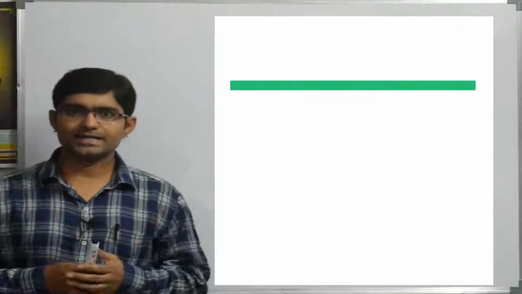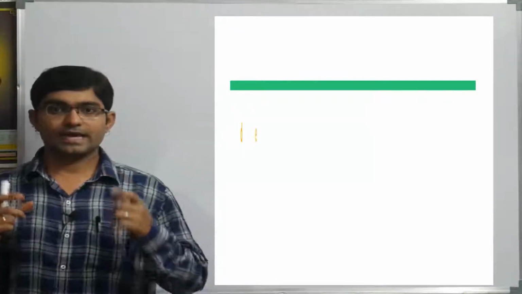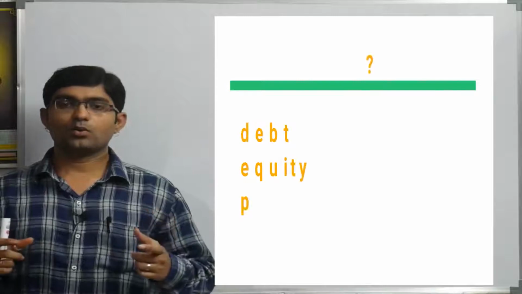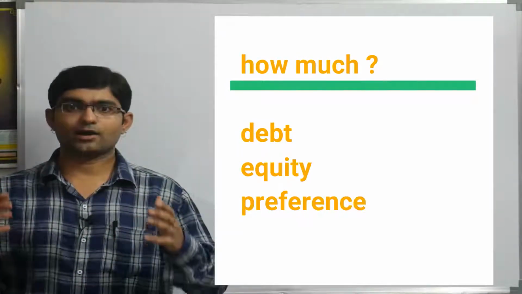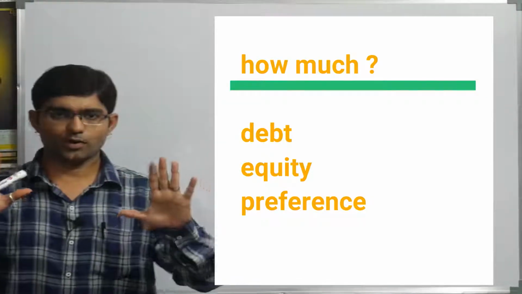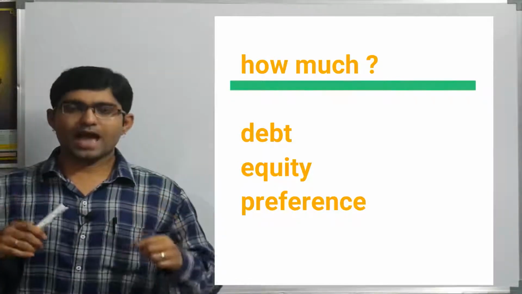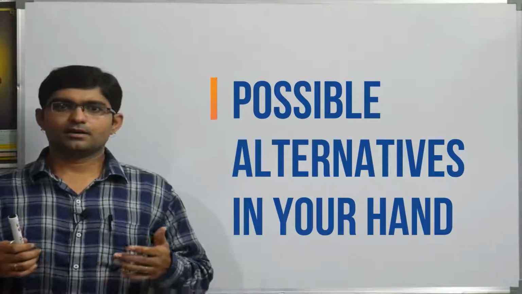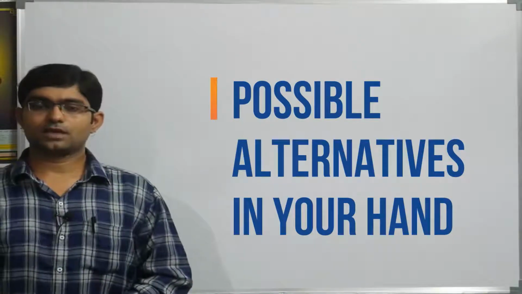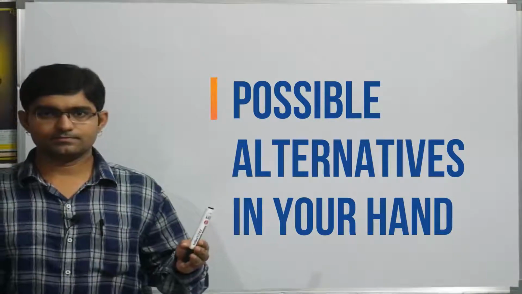Now, the question is, what proportions of debt, equity and preference do we have to use to design an optimal capital structure? Okay, I am coming to that point. Listen carefully. First, you have to list out the possible alternatives in your hand. This is like a trial and error method. As I said earlier, this is like solving a puzzle.